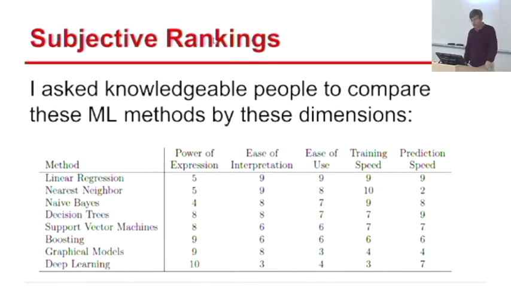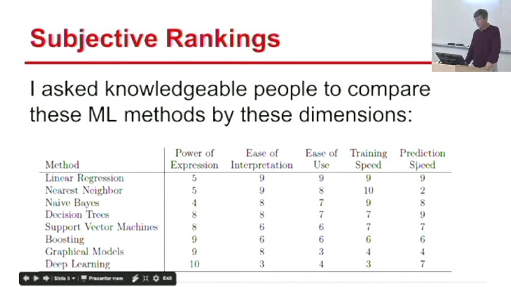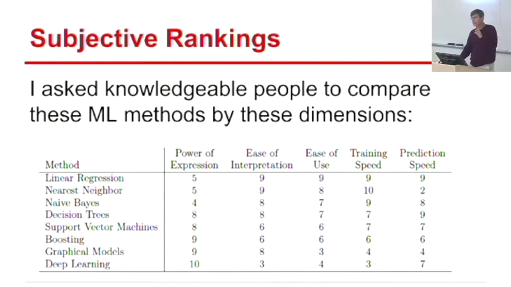If you look at the methods we've studied now, linear regression scores very well on just about all of these. It tends to be weakest on power of expression, because all linear regression can really do is form a linear model. It assigns weights to features and basically adds them up. Nearest neighbor, which we talked about before, is best for training speed because it doesn't do any training. But generally speaking, it's relatively easy to use. The prediction speed is slow, the training speed is fast. Any questions?